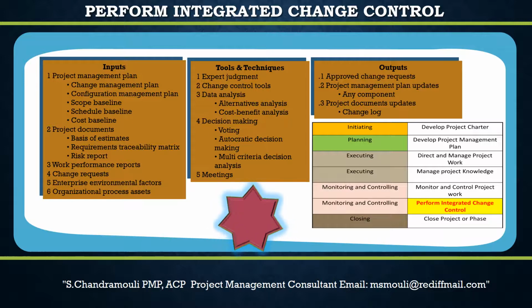The next output of Perform Integrated Change Control Process is the Project Management Plan updates. Elements of the Project Management Plan that may be updated include any subsidiary plans and baselines that are subject to the formal change control process. Changes to baselines should only show the changes from the current time forward. Past performance may not be changed. This protects the integrity of the baselines and the historical data of past performance.